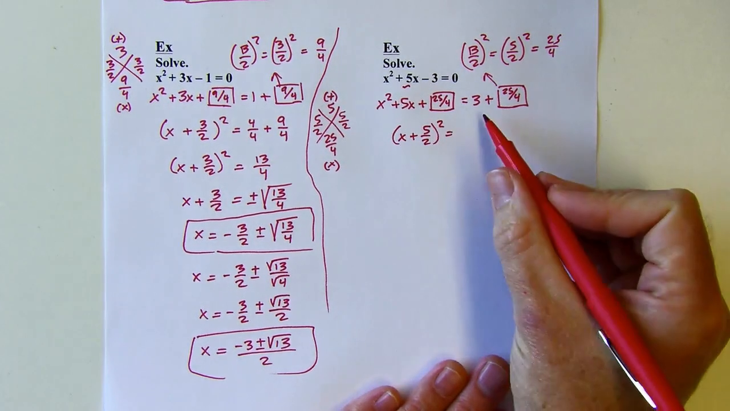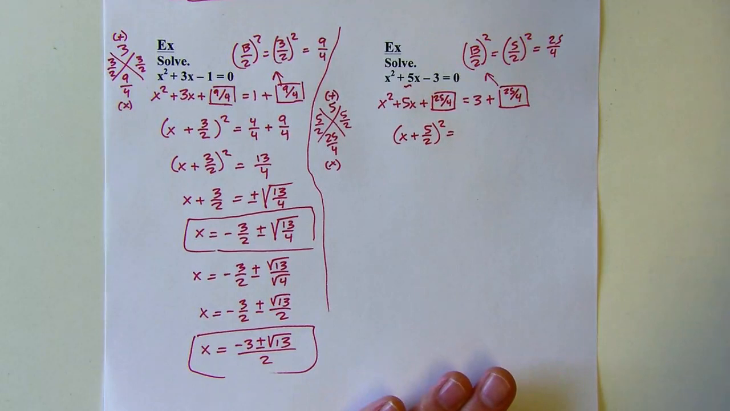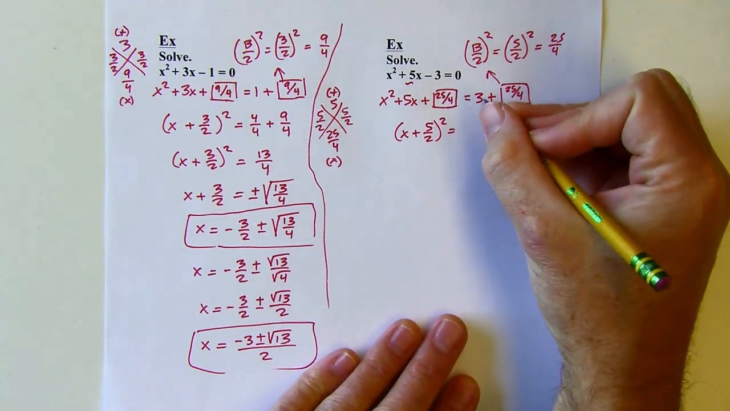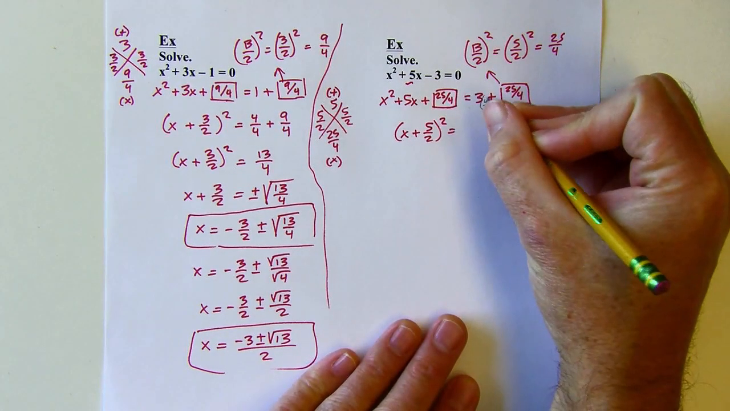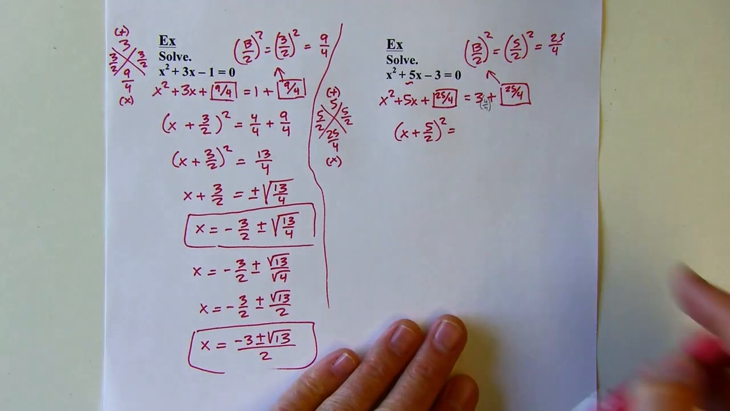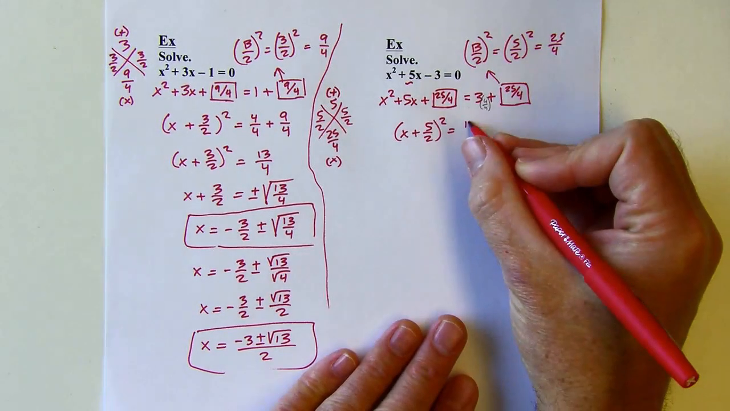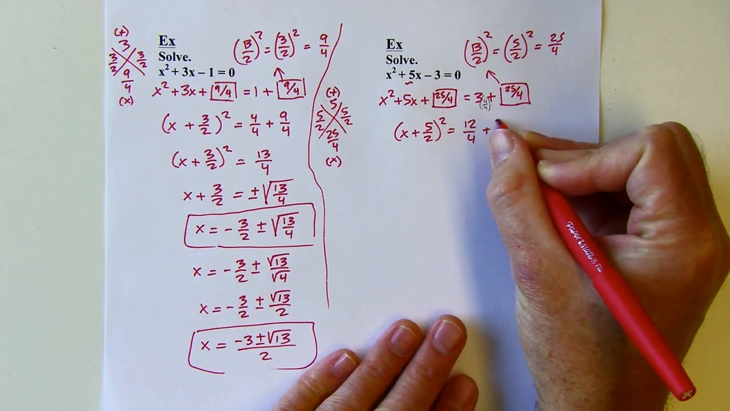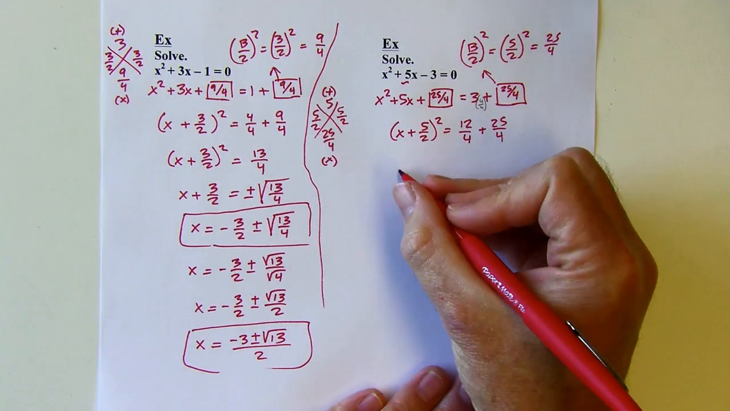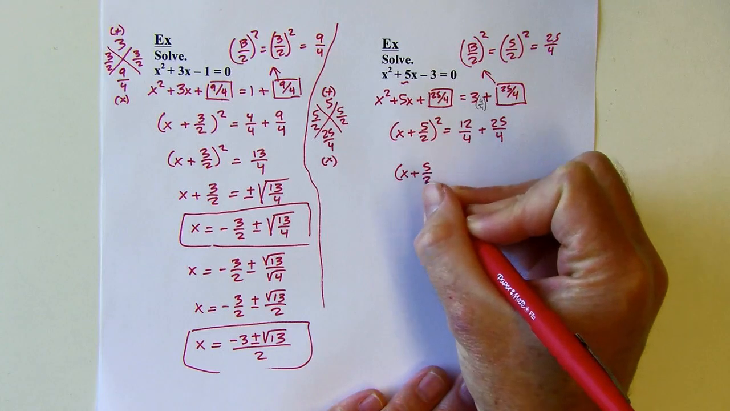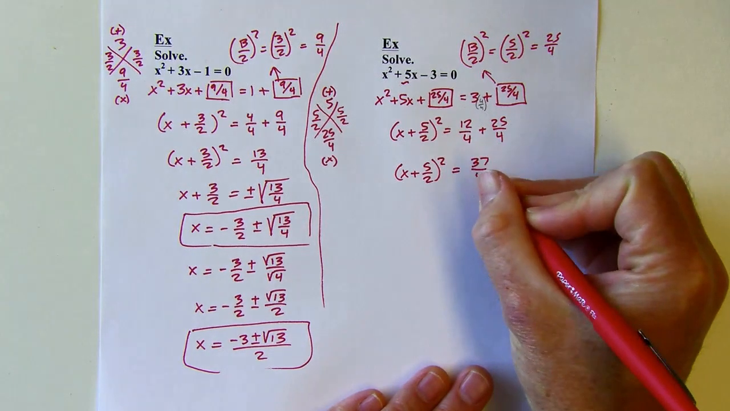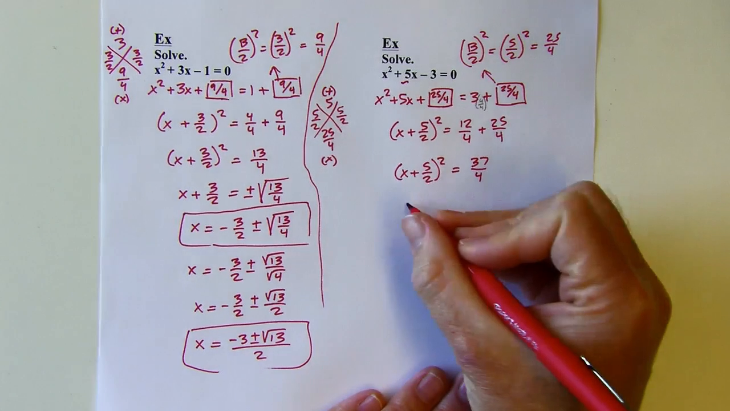And on the right, I want a common denominator. So I'm thinking, okay, I already have 4 as a denominator over here. So why don't I multiply this by 4 over 4? Sorry, that got really small there. But 3 is the same as 12 divided by 4, right? 12 fourths. And now I'm good to go with combining those terms there. So that's going to be 37 fourths. Okay, take the square root of both sides.